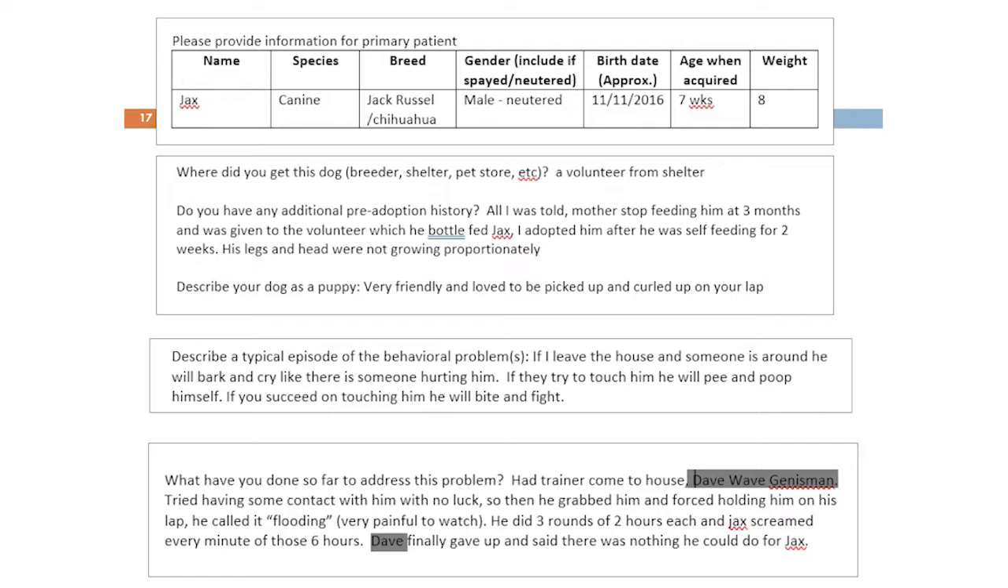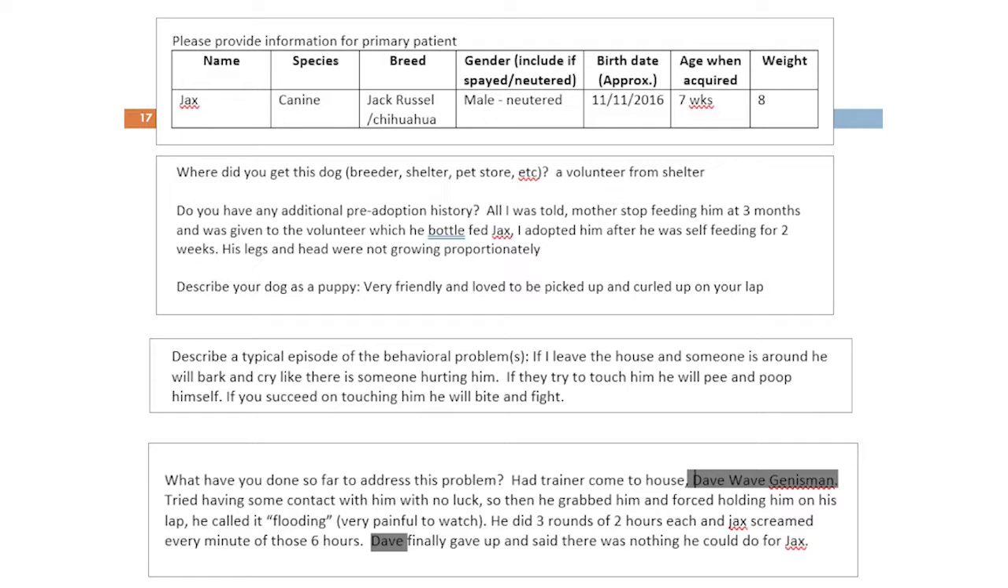Owner stopped feeding at 3 weeks, was given to the volunteer at that point. So volunteer had him for 4 weeks. Adopted him when he was self-feeding for 2 weeks, so basically from 5 weeks on. So we're starting to get a little bit of a time frame that makes sense, and there's potentially some physical development issues that we haven't fully understood yet and are not actually noted in the medical record at all. Owner description, he's very friendly, he loved to be picked up, curled up on your lap. That's her interpretation.